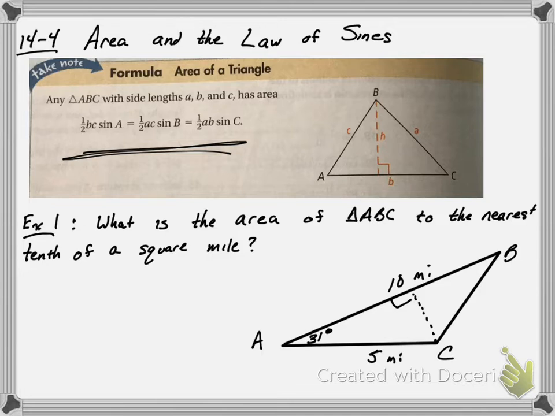So again, how does that work? Well, it's just 1/2 the two sides times the sine of the angle included. Since 31 degrees is between 10 and 5, that's the angle that's included. So it's 1/2, and they give you BC sine A or 1/2 AC sine B. All it really takes is the two sides and then the angle in between those two. So 1/2 of 5 times 10 times the sine of 31 degrees. Punch that in your calculator, and you get the area to be about 12.9.